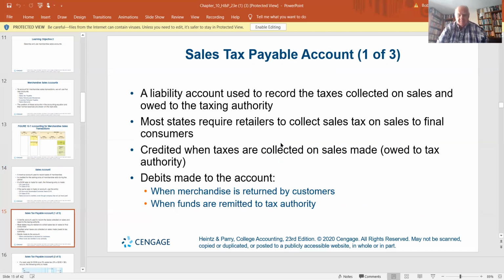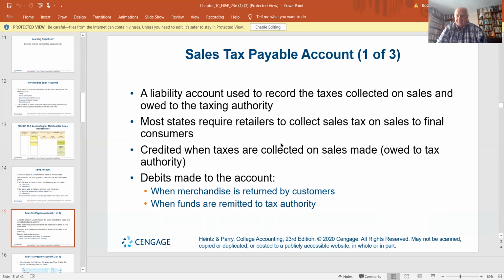Okay, let's look at a new account now. Sales tax payable. It's a liability used to record the sales tax we've collected that we owe to the State Board of Equalization, I believe, okay? Most states require retailers to collect sales tax on sales to final customers. Credited when taxes are collected on sales made, and then debited when you pay the bill, okay? So let's talk about this. You sold something that had a sales tax attached to it.